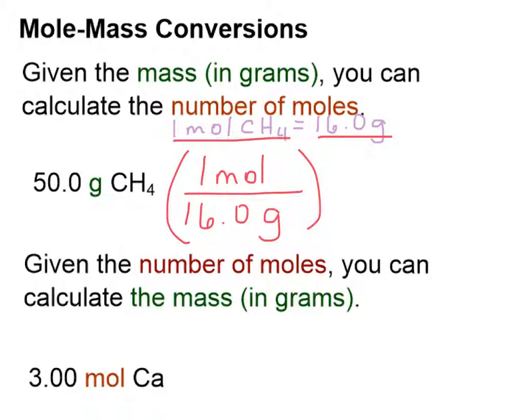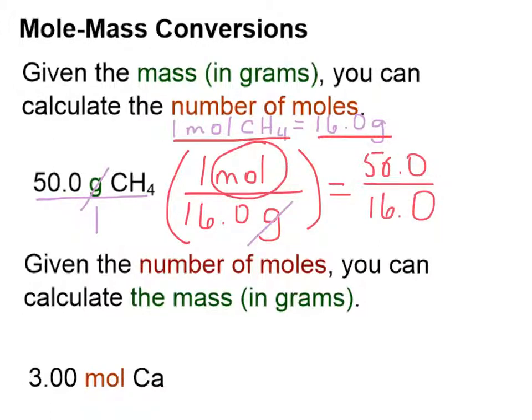And look what I get. I get grams canceling out on the top and the bottom. Remember, this is like saying it's over 1. I'm going to simply multiply my numerators together. I will multiply my denominators together. That gives me 50.0 over 16.0, and the only unit I have available is moles. 50 divided by 16 is 3.13 moles of methane. That's how I convert from grams to moles.